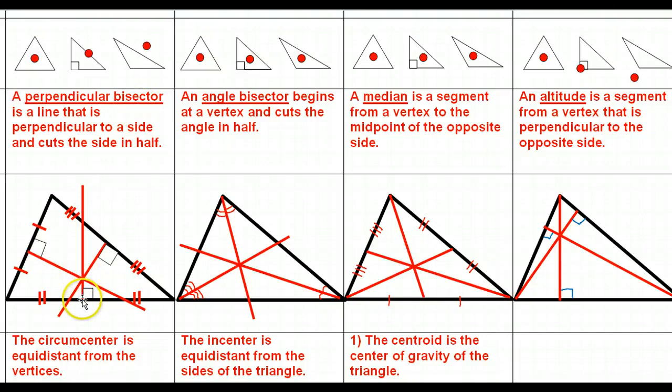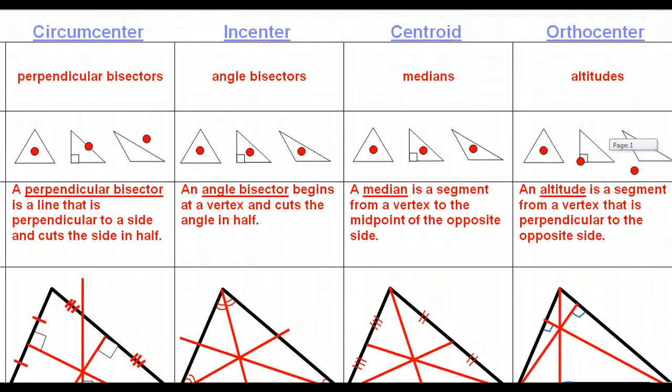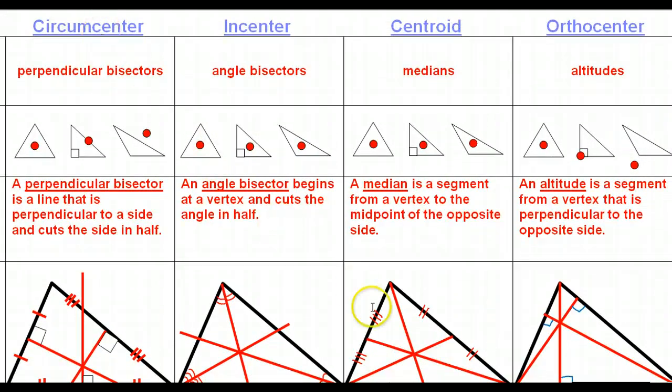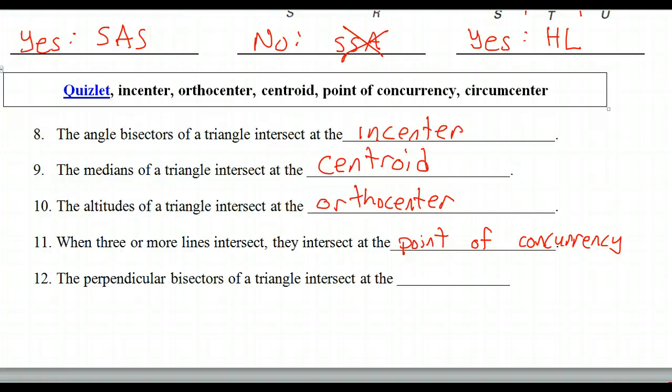In this case, we're saying that this is hitting the midpoint of the side and cutting this side of the triangle into two equal parts. So it's the perpendicular bisector. It cuts in half and it's perpendicular. If you build those perpendicular bisectors, they will intersect at the circumcenter. Okay, so that last one was circumcenter.